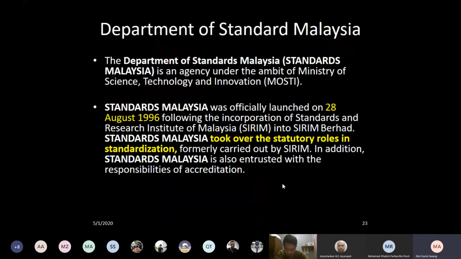I was involved in standards for biometrics. About 14 standards that I was involved in more than 10 years ago, coming up with a standard for Malaysia for the ISO standards on biometrics. So that standard was actually developed by SIRIM under the direction of the Department of Standards Malaysia.